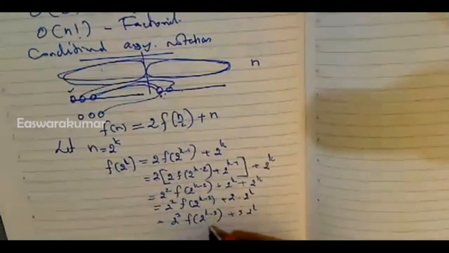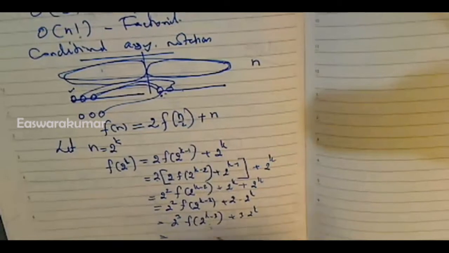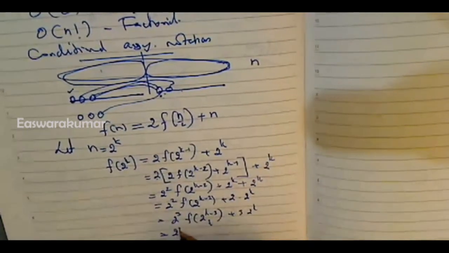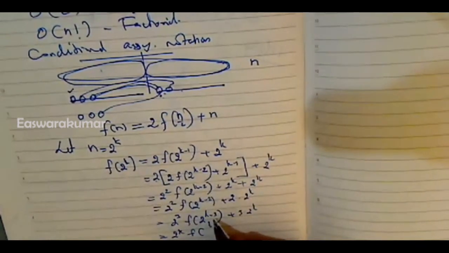So if I proceed like that, k times if I do that, we get 2 power k, f of 2 power k minus k, which is 0. So 2 power 0 is 1. So that is f of 1.